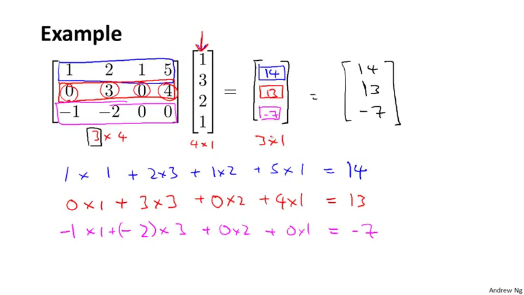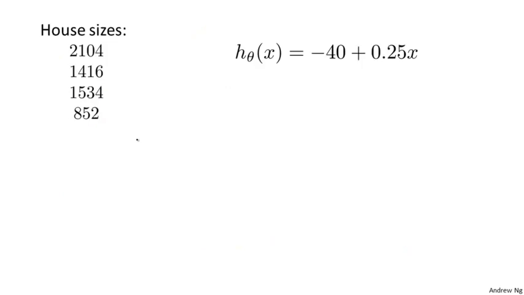I know that a lot just happened on this slide, so if you're not quite sure where all these numbers went, feel free to pause the video and take a slow, careful look at this big calculation that we just did and try to make sure that you understand the steps of what just happened to get us these numbers 14, 13, and negative 7.